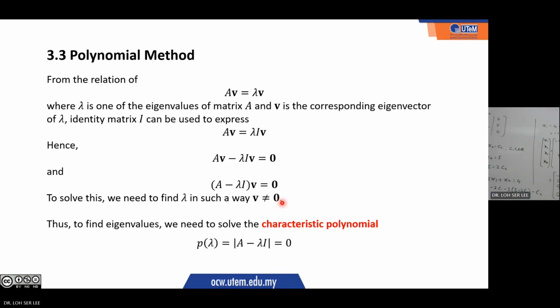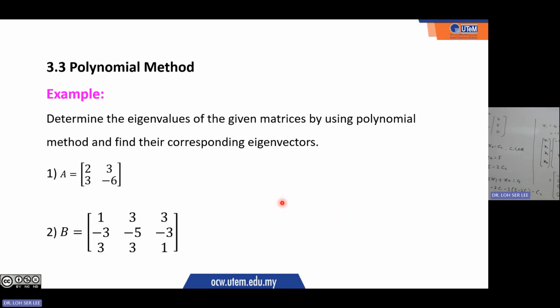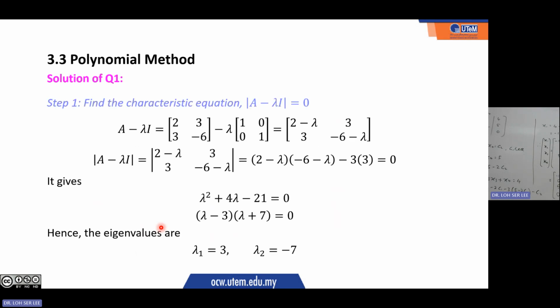Now we look at two examples. We look at the one with a 2 by 2 matrix first. We want to determine the eigenvalues by using the polynomial method and find their corresponding eigenvectors. We look at the first one, matrix A. This is your matrix A.